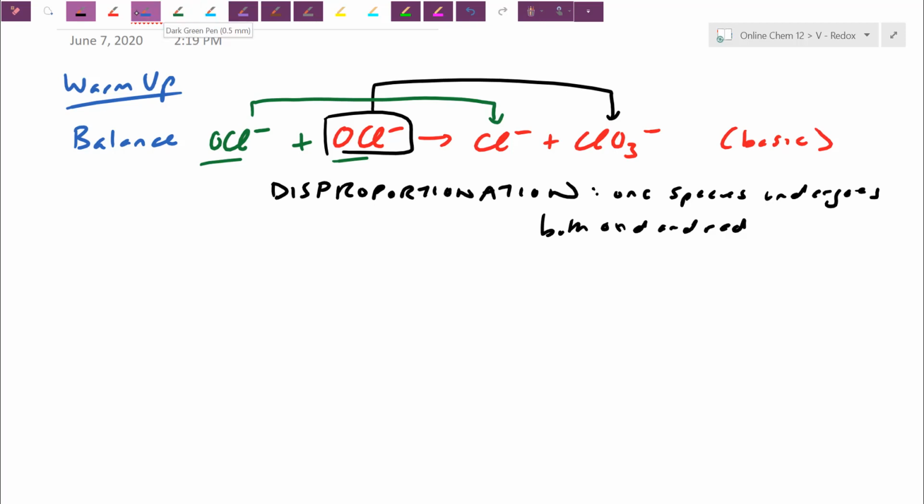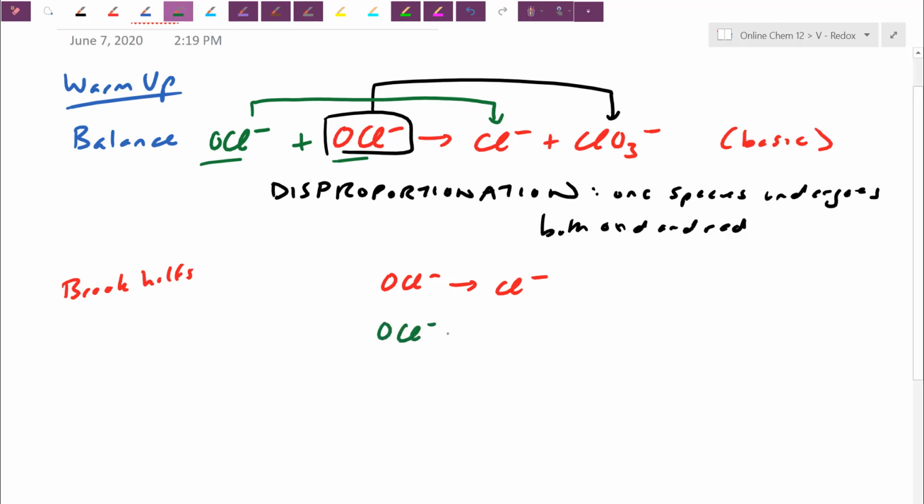So half reaction method, first step, we're going to break up the two half equations. That's always the first step because it's too hard to balance all at once by inspection. So let's do, what if OCl minus ends up becoming Cl minus? And what if my copied OCl minus becomes ClO3 minus? It is still disproportionation. It is still one chemical splitting off and then becoming two.